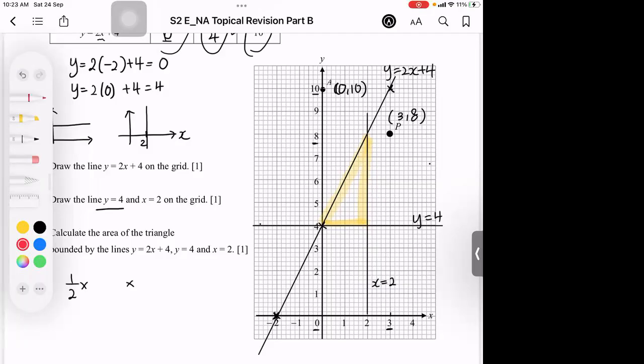The x number here is 0. The x here is 2. So here to here, how many units? 2 units. Don't just count squares, count units. Sometimes one square represents 4 units, then the number is different. Okay, so the y value here is 8. The y value here is 4. So the number of units here is 4 units. So half times 2 times 4. Then you get an answer of 4 units squared.